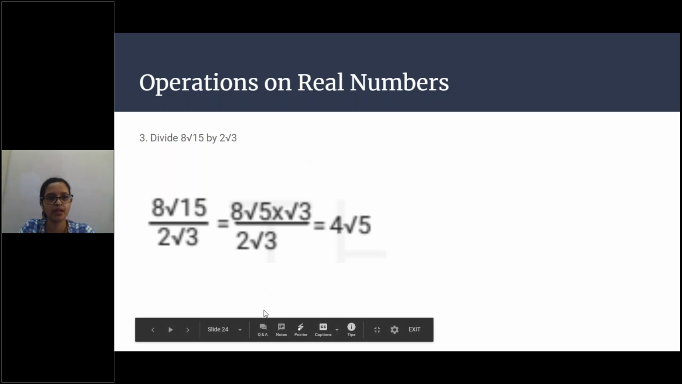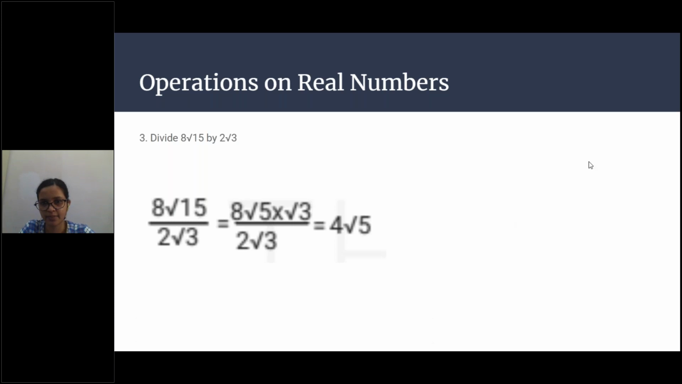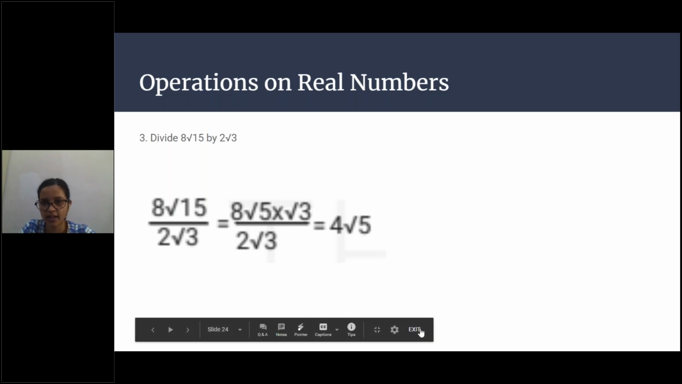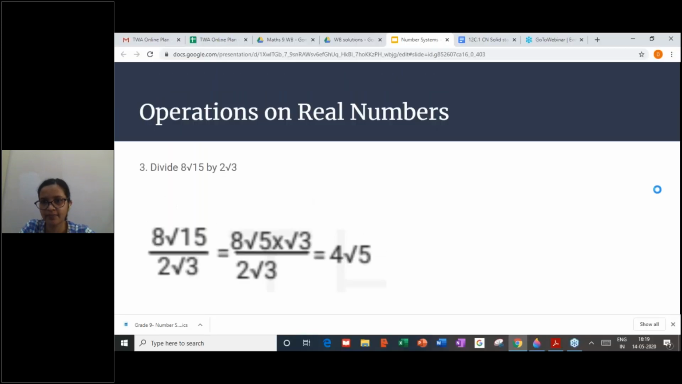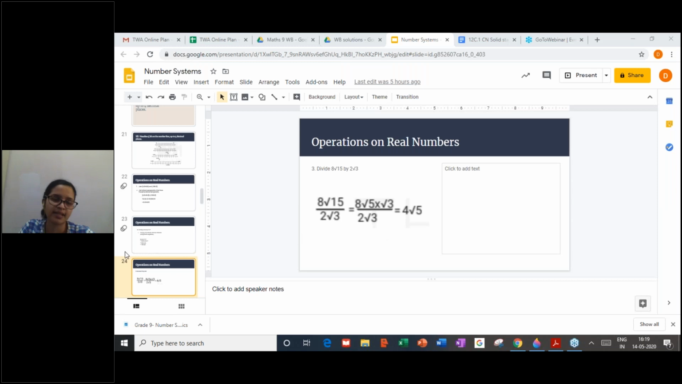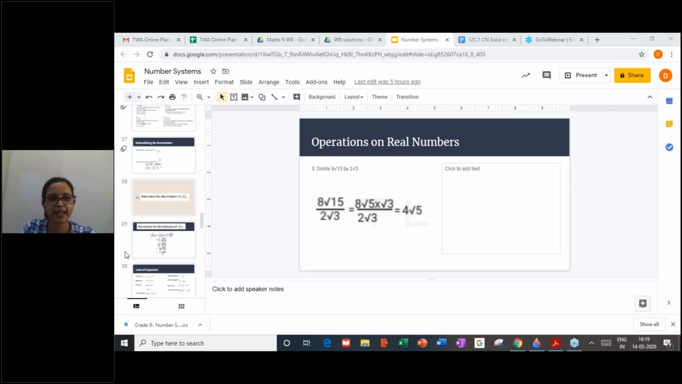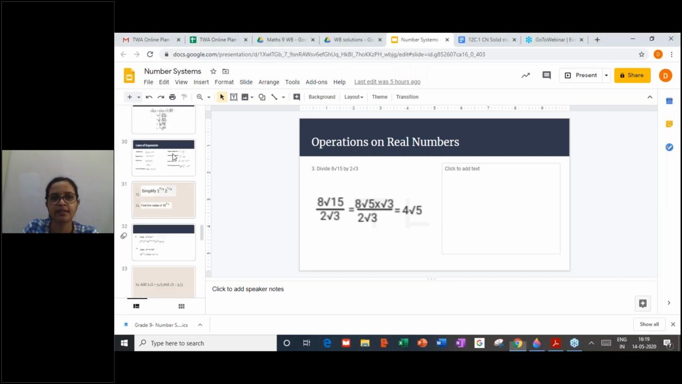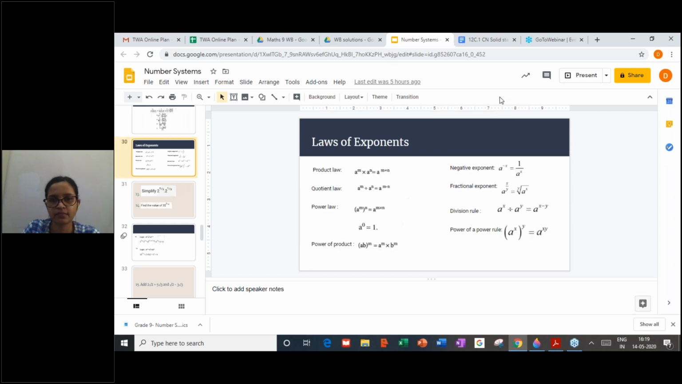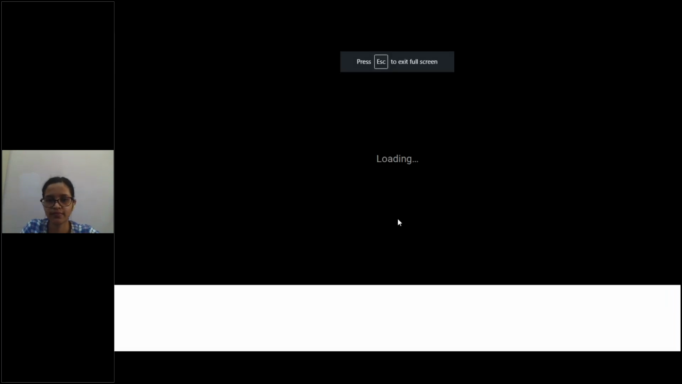Laws of exponents. You would have done laws of exponents in the previous class, right? Like previous grade in 8. Have you all? Yes. Okay, y'all are familiar. It's not like an alien topic, right? Okay. So these are some of the basic laws of exponents.